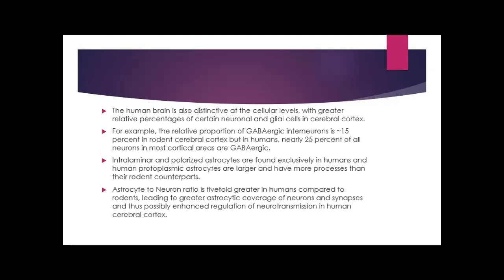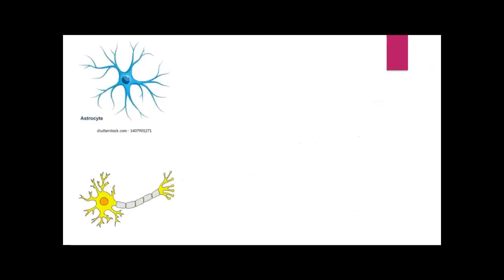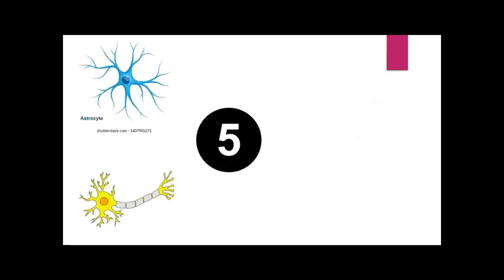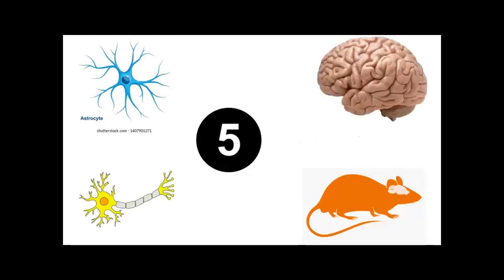Intralaminar and polarized astrocytes are found exclusively in humans, and human protoplasmic astrocytes are larger and have more processes than the rodent counterparts. Astrocyte to neuron ratio is 5-fold greater in humans compared to rodents, leading to greater astrocytic coverage of neurons and synapses, and thus possibly enhanced regulation of neurotransmission in human cerebral cortex. As we can see, the astrocyte to neuron ratio is 5 times more in human brain than in rodent brain.